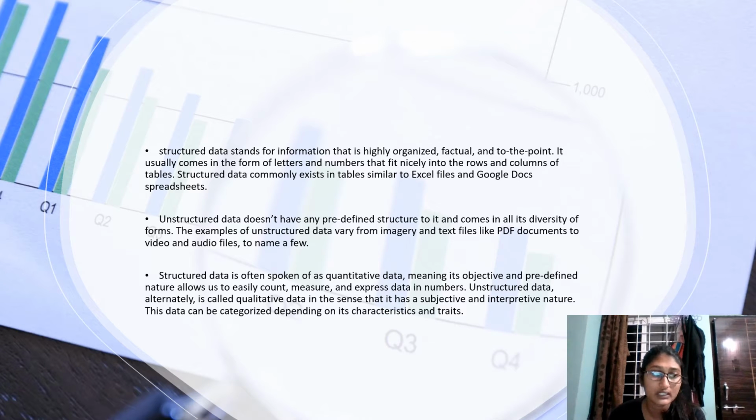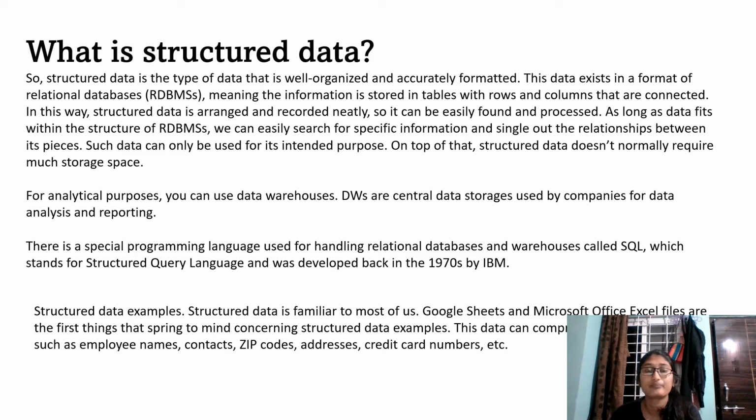Structured data is often spoken of as quantitative data, meaning its objective and predefined nature allows us to easily count, measure, and express data in numbers. Unstructured data, alternately, is called qualitative data in the sense that it has a subjective and interpretive nature. This data may be characterized depending on its characteristics and traits.